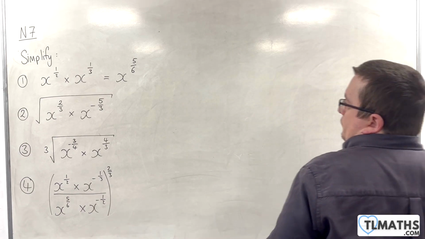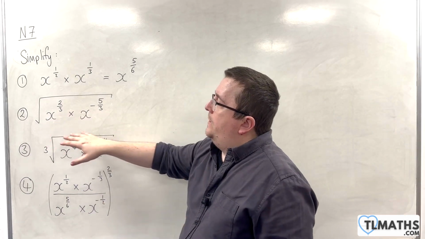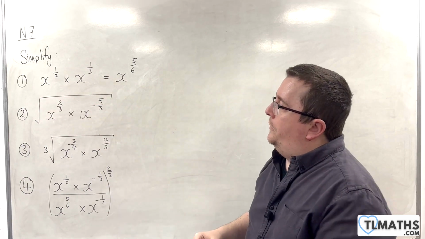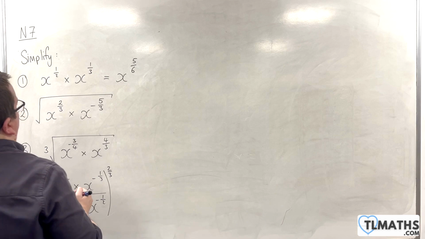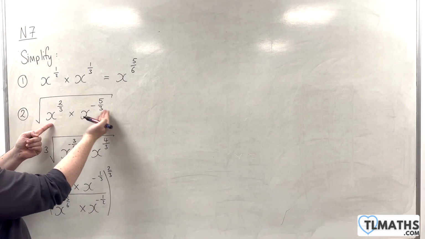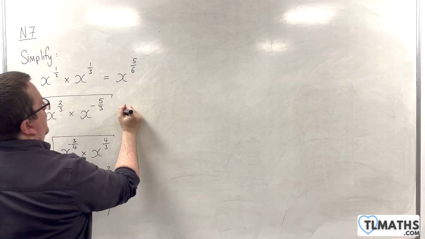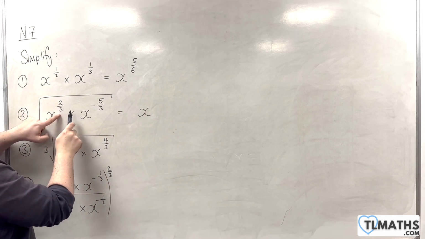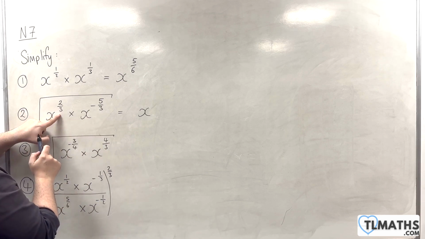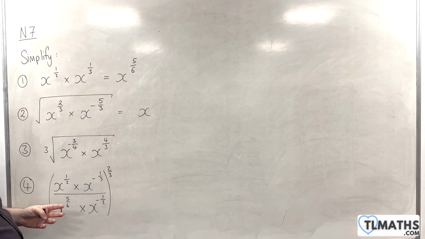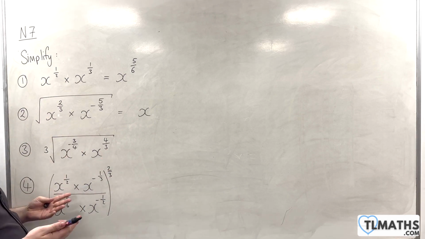Right, number 2. We have x to the power of 2/3 times by x to the power of minus 5/3, all square rooted. So, ignore the square root for the moment. Just focus on what's underneath the square root. So we have x to the power of 2/3 plus minus 5/3. So 2/3 take away 5/3, which is minus 3/3, which is minus 1.